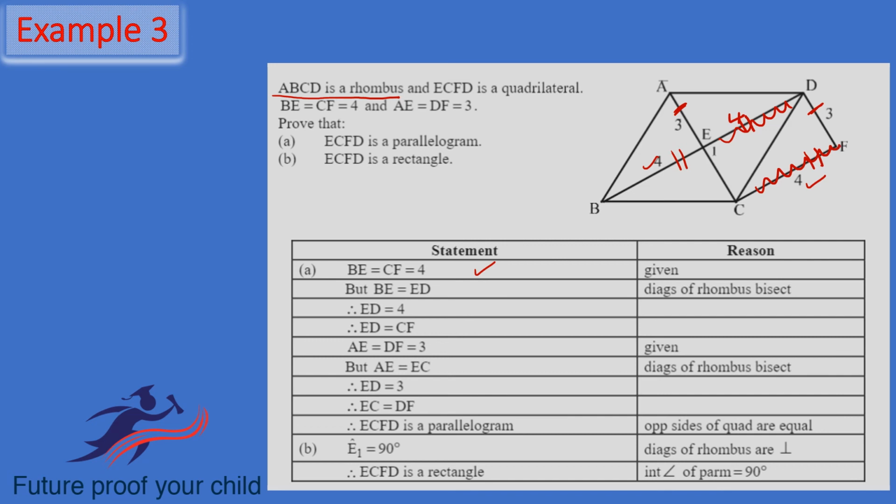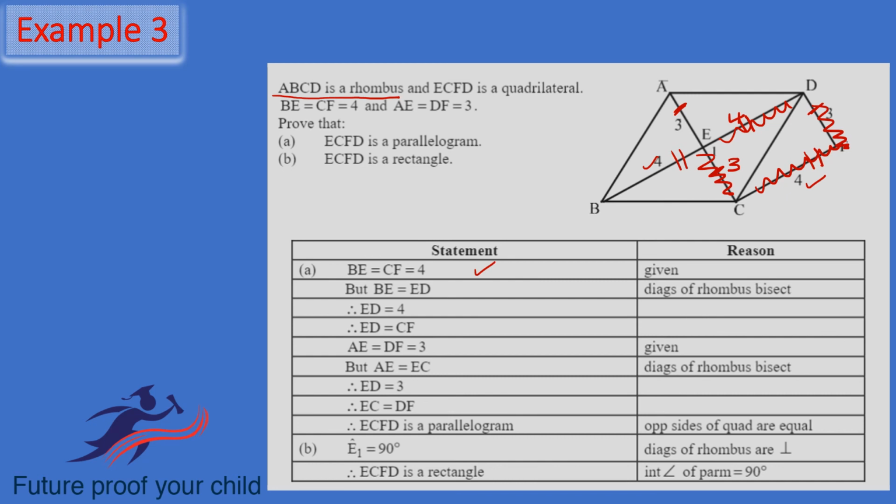Then we can say that AE is equal to DF, which is 3 units. That's given. But we know that AE is also equal to EC. And that is the diagonals of a rhombus bisect. So therefore, EC is also 3 units. That means that EC is also equal to DF. That makes this new shape a parallelogram because the opposite sides of the quadrilateral are equal.